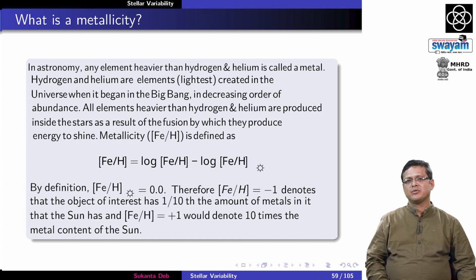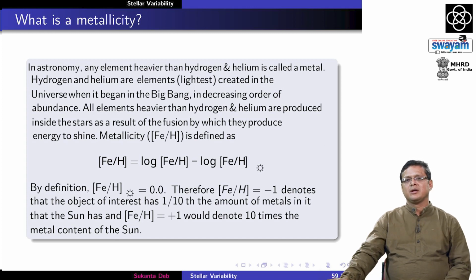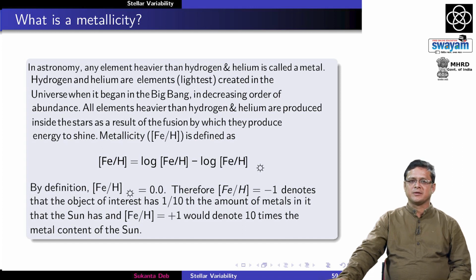Hydrogen and helium are the two lightest elements created in the universe when it began in the Big Bang, in decreasing order of abundance. All elements heavier than hydrogen are produced in the cores of the stars as a result of the fusion by which they produce energy to shine.